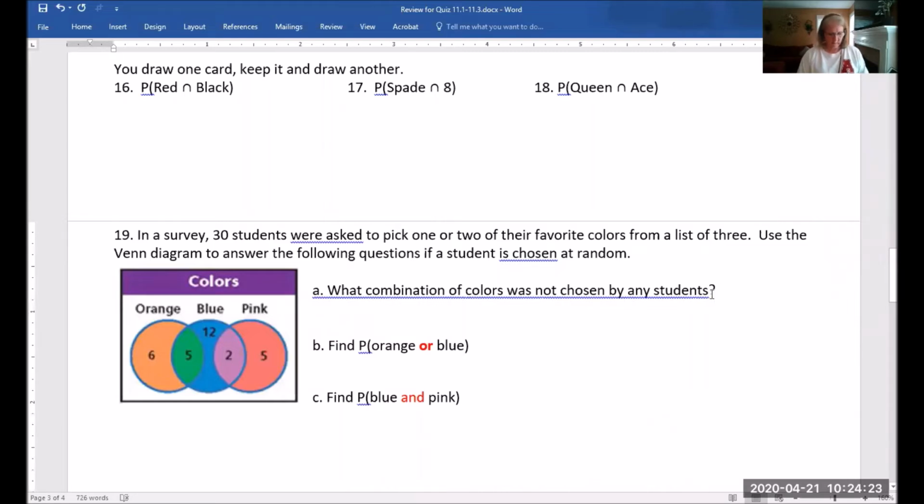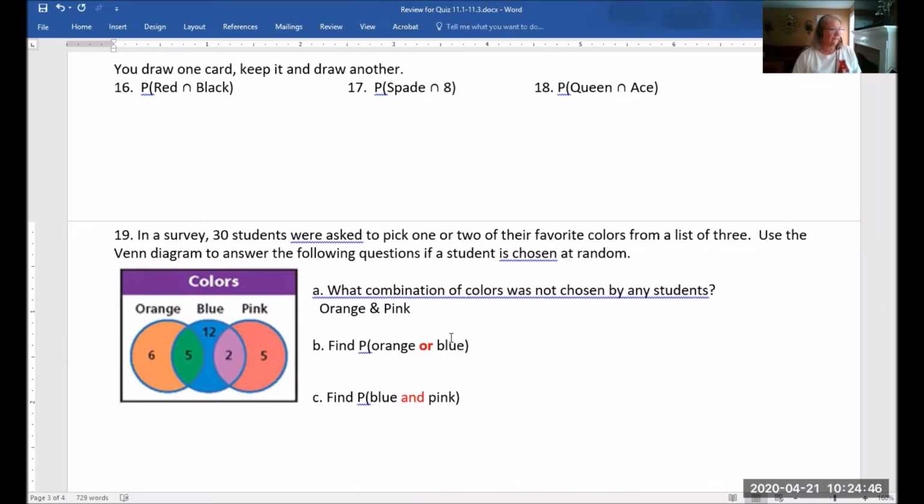Okay, but we're going to focus more on the next 2 questions. And I have a couple other examples I want to talk to you about too. So this would be orange and pink. Now let's talk about this one. It says, find the probability that it was orange or blue. Now, there's a simple way to do this, and there's a more complicated way to do this. So we're going to talk about both.